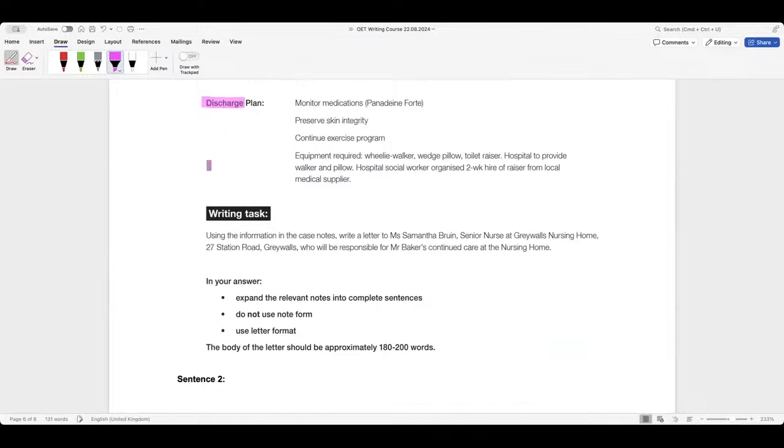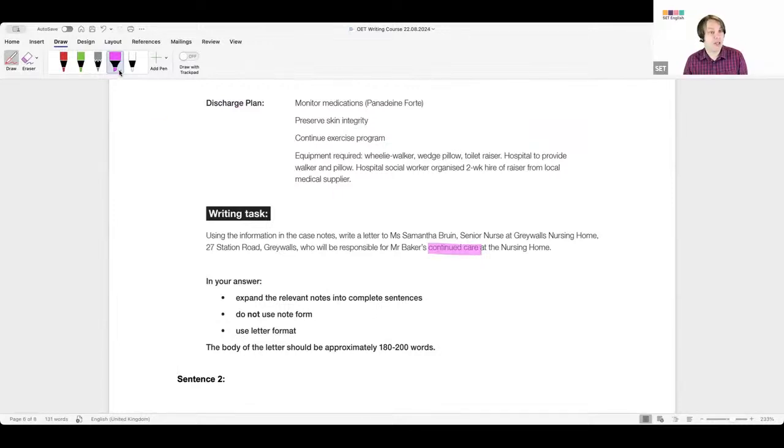Continued care. Transfer letter, discharge letter. What's the letter type? Letter, yeah. And the task for the reader, yeah, continued care. There is the purpose, isn't it? Right. She knows what she's talking about. It's just that's the letter type and that's the purpose.